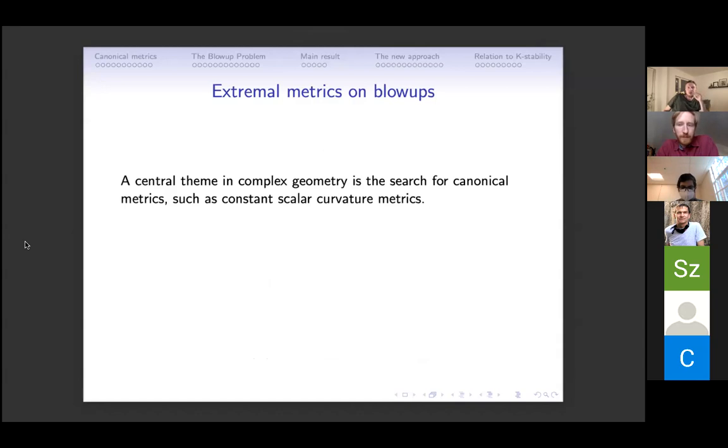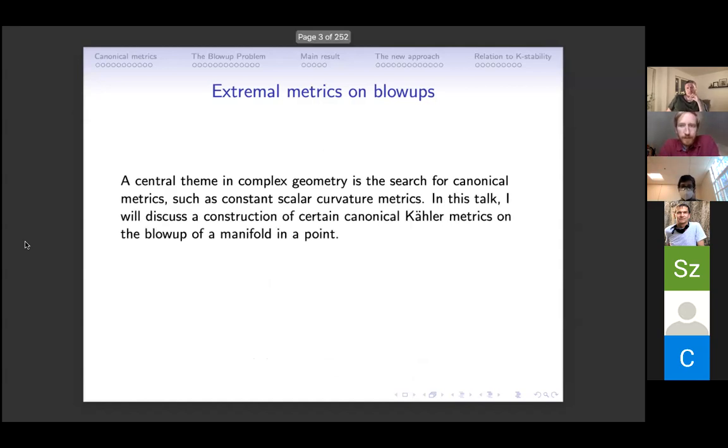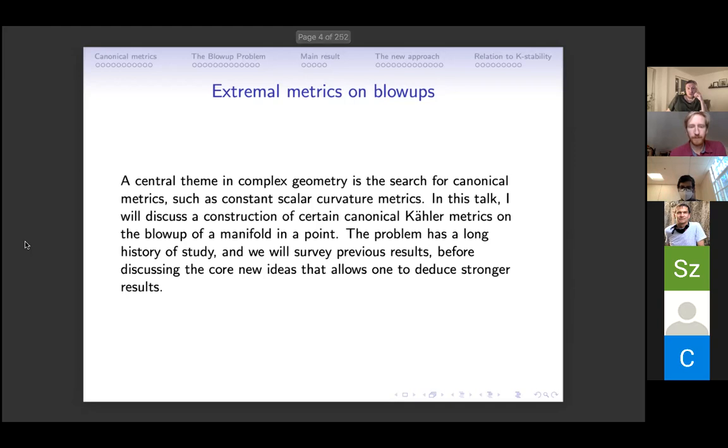So a central theme in complex geometry is the search for canonical metrics, such as those of constant scalar curvature. And what I will do in this talk is discuss the construction of a certain kind of canonical metrics. So they are these extremal metrics on the blowup of a manifold in a point. And this problem really has a long history of study.